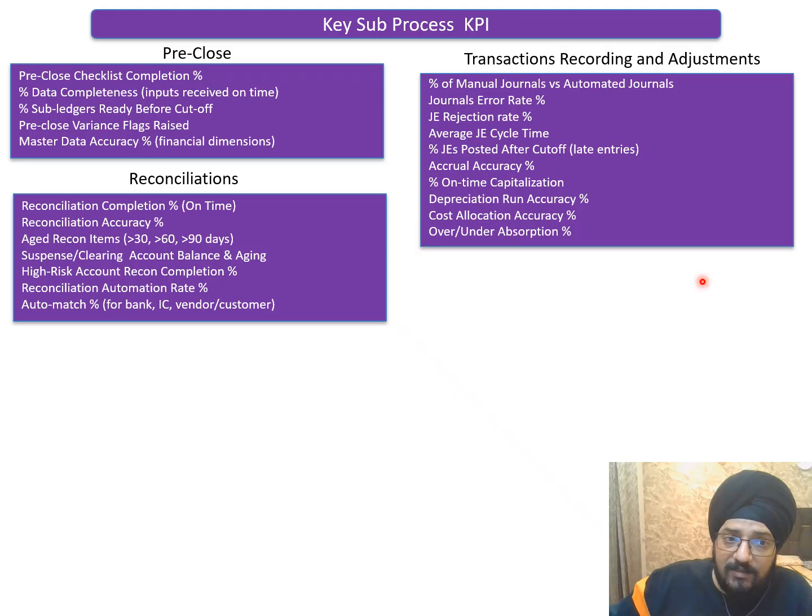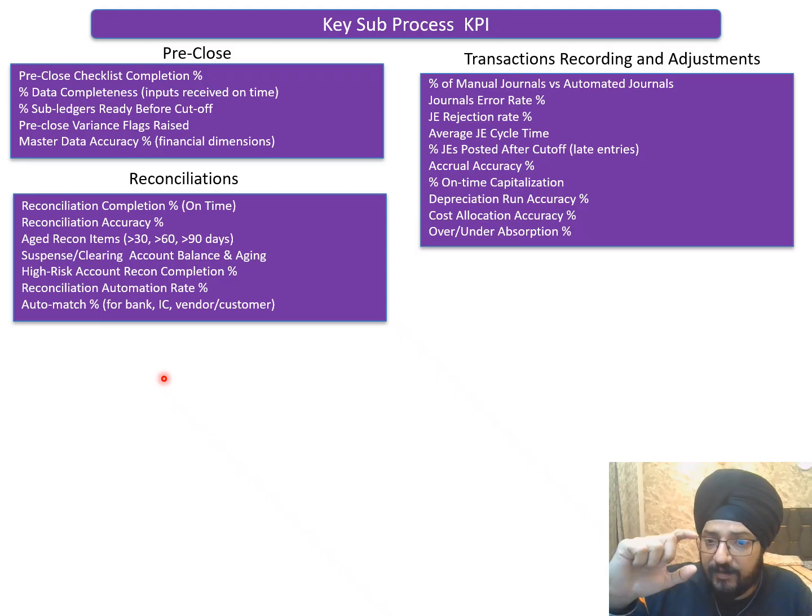Then we have reconciliation. What we are saying is that reconciliation completion percentage is on time, reconciliation accuracy percentage, recon items greater than 30, greater than 60, greater than 90, suspense clearing account balance and aging, high risk account recon completion, reconciliation automation. So the health of the reconciliation is typically depicted by this set of KPIs. And if these are favorable, that means the risks are minimal, and within the materiality limit of the organization.